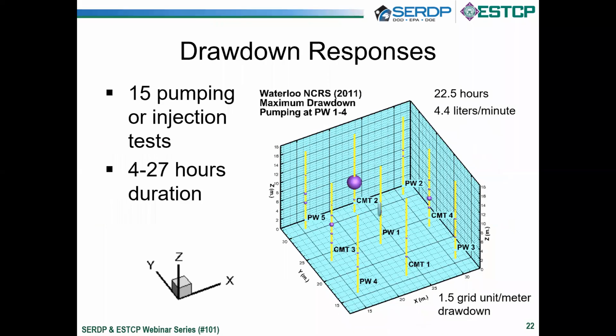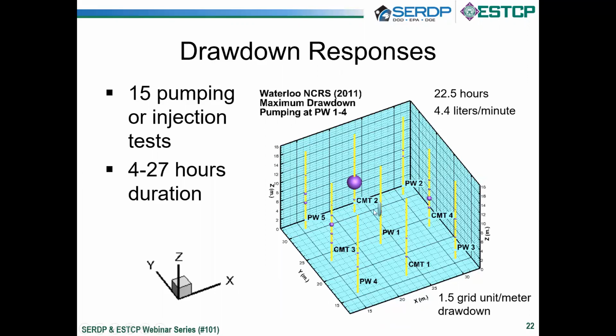This is an example showing one of the pump test results. This example is pumping at the location in the middle, and the size of the bubble represents the magnitude of the drawdown, the maximum drawdown we observe at each location. And by changing the location, the different depth at different ports, and also at different well locations, we are seeing different responses. So this is one example.